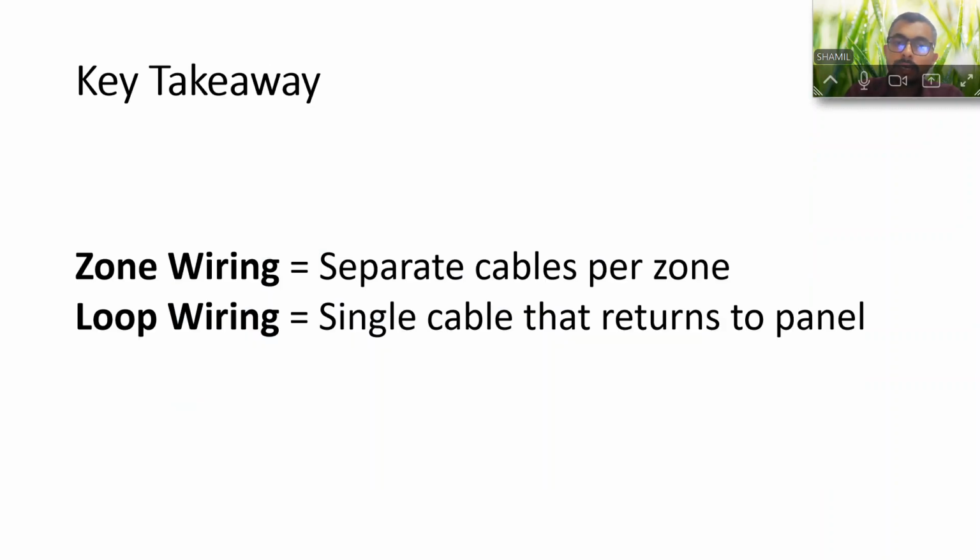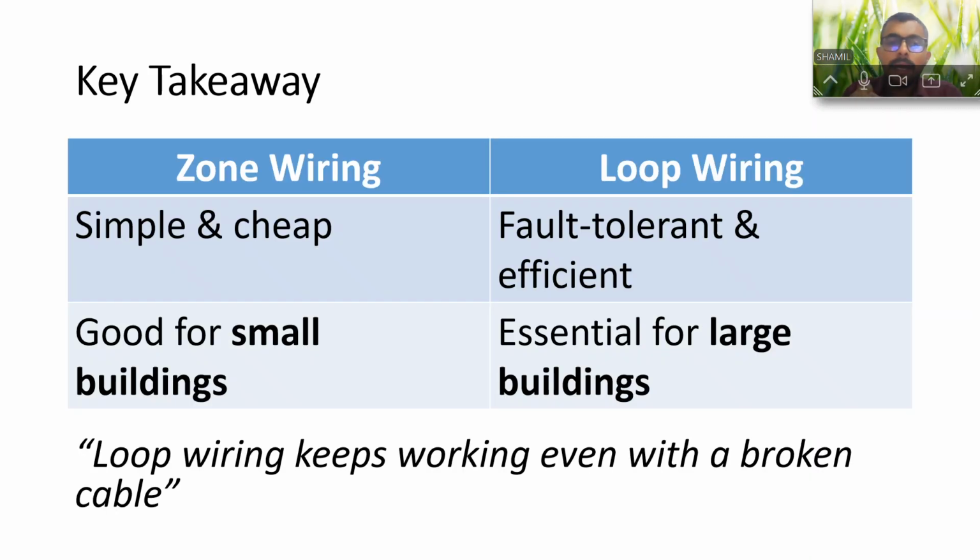So let us summarize. We are coming to the end of the video. Zone wiring requires separate cables for each zone, whereas loop wiring just requires a single cable. It starts from the panel, goes through all the devices, and returns back to the panel. Zone wiring is simple and cheap, whereas loop wiring is fault tolerant and efficient. Zone wiring is good for small buildings, whereas loop wiring is essential for larger buildings.